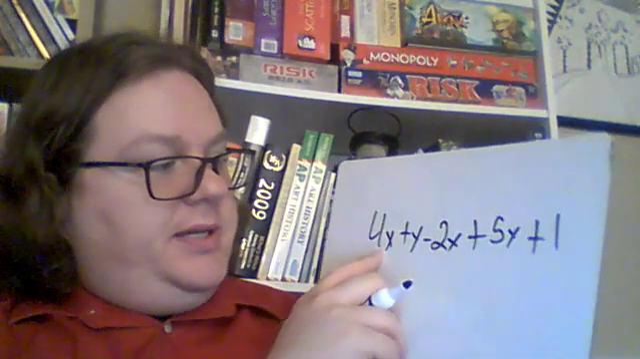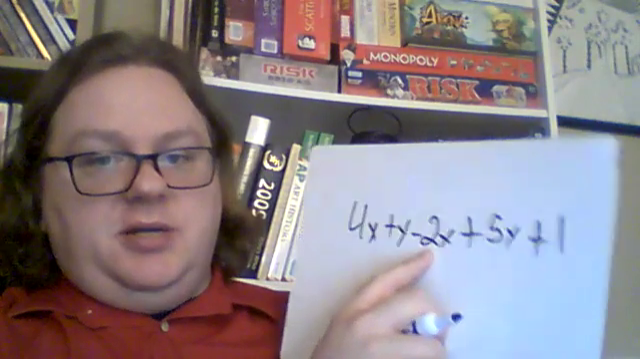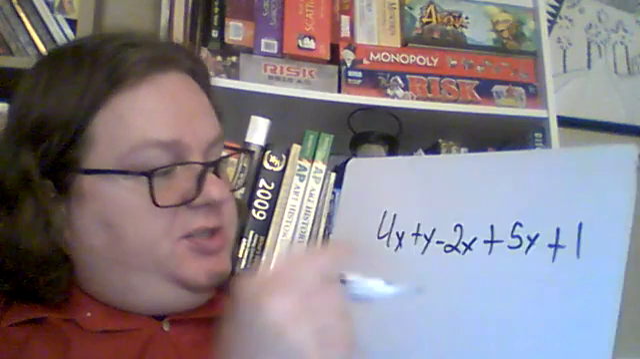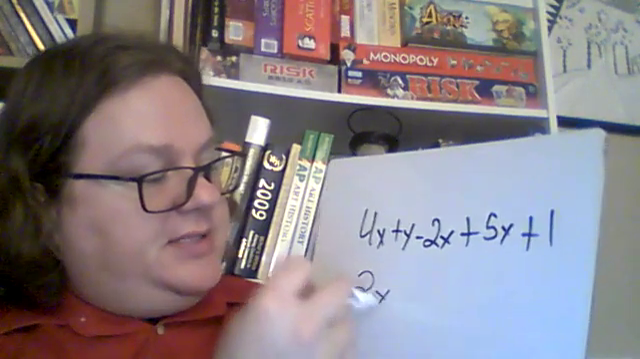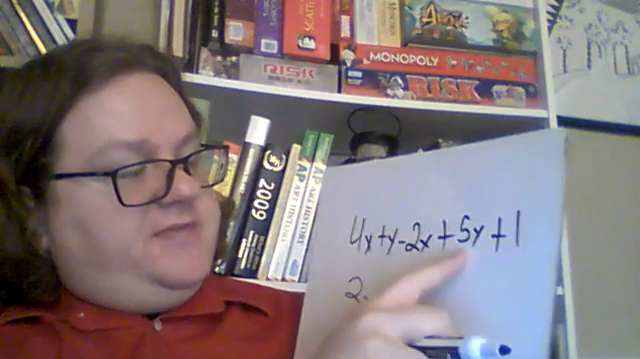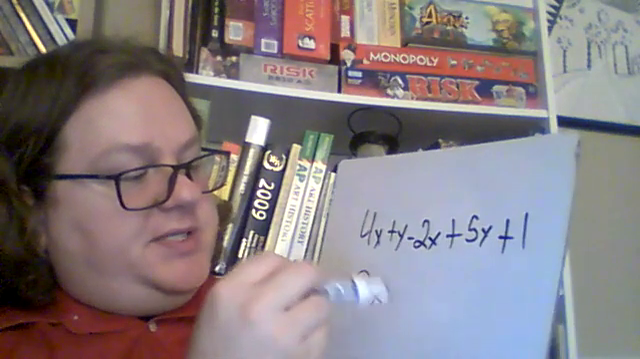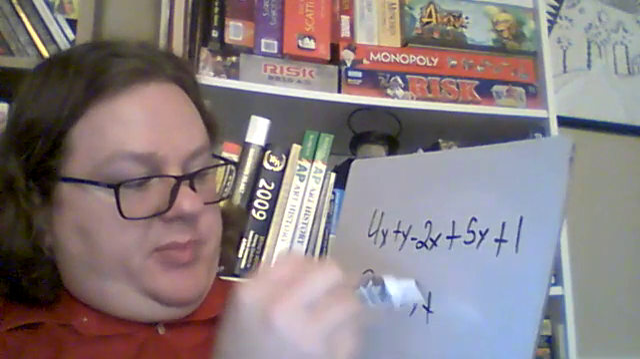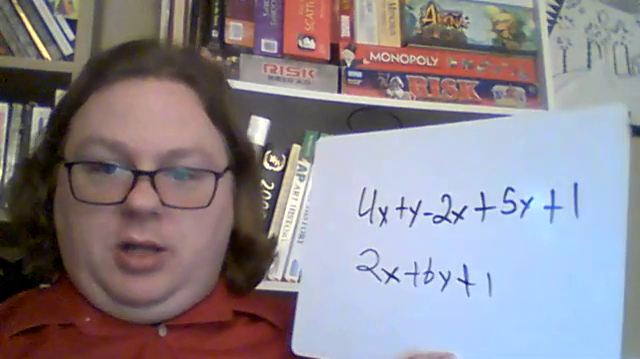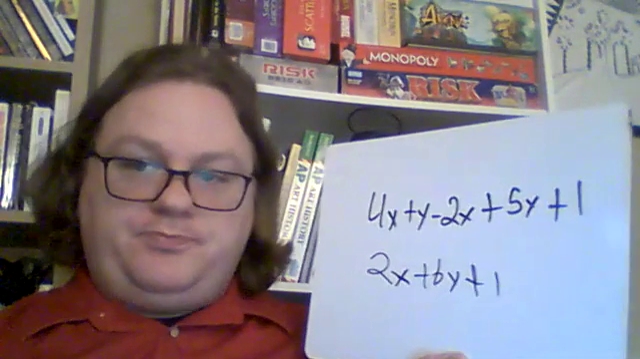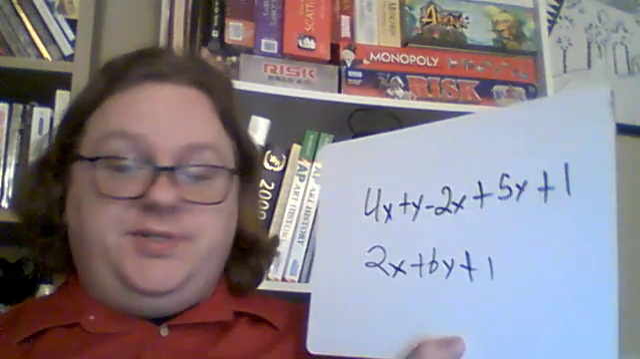4x and 2x are similar terms because they're both multiplying an x. So 4x minus 2x gives us 2x. Plus y plus 5y adds together for 6y. And then this 1 is over by itself as a number. And we see that this was a trinomial all along. 2x plus 6y plus 1. And that's it. We're done. There's nothing else to do there.